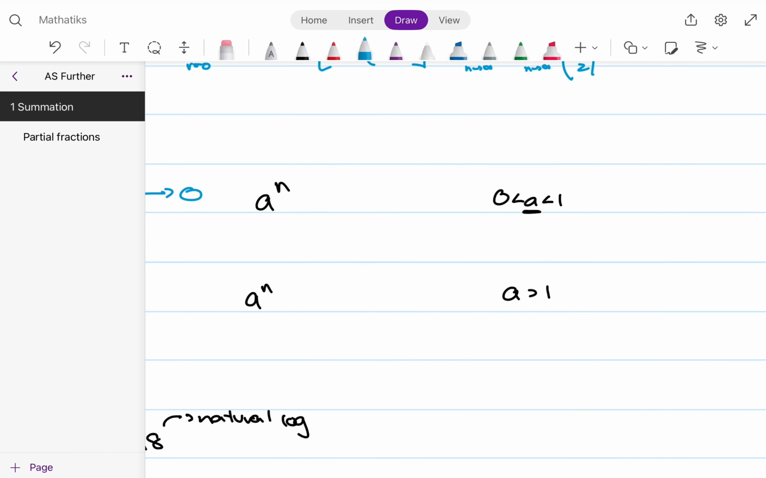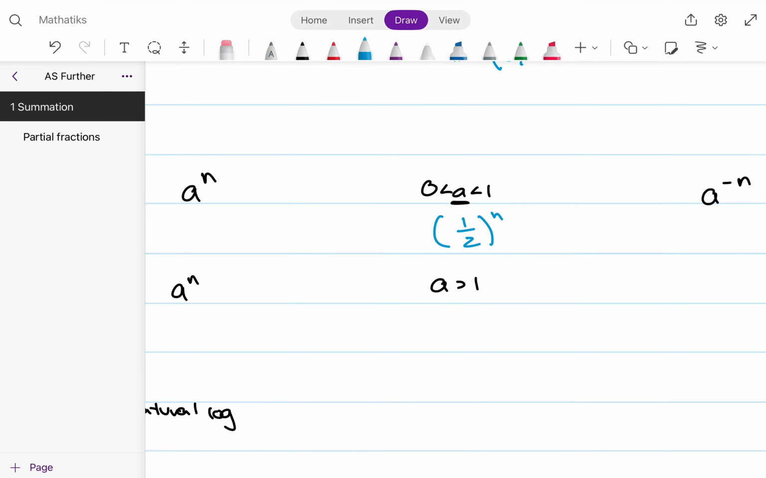Here we have a to the power n as n approaches infinity, as n becomes infinitely large. Here a is a fraction, like 1 upon 2 to the power n. As n gets bigger, this fraction is going to get smaller. Like if you have 1 upon 2 to the power 1, 1 upon 2 squared is 1 upon 4, 1 upon 8 is 1 upon 2 cubed.